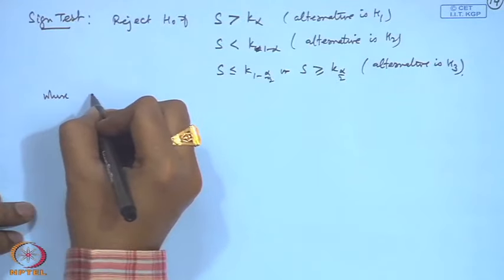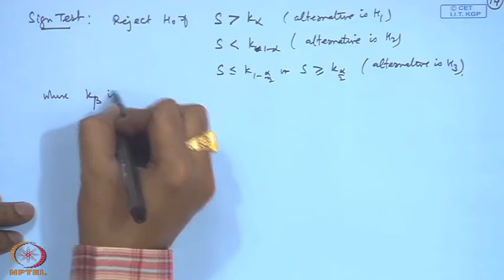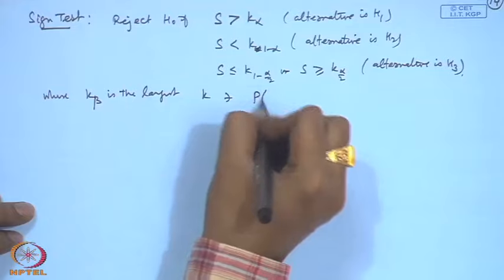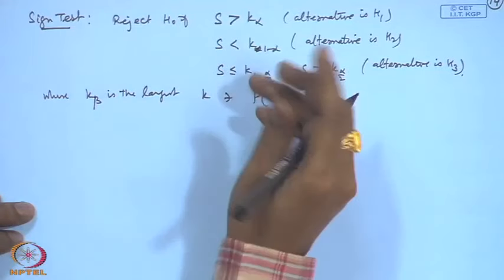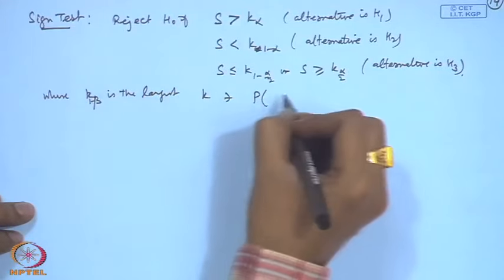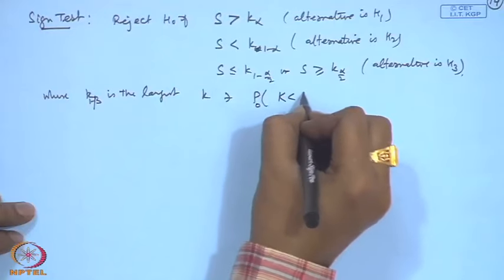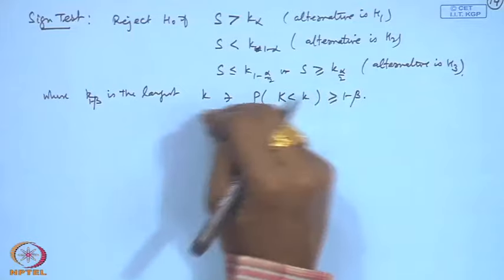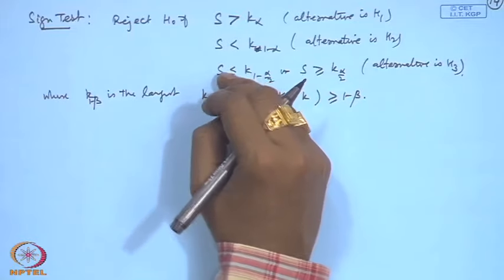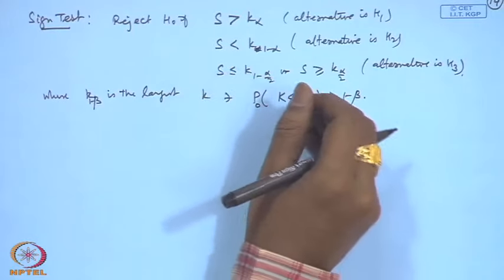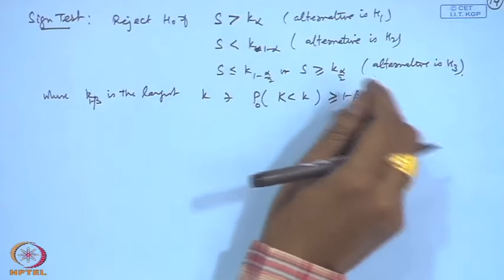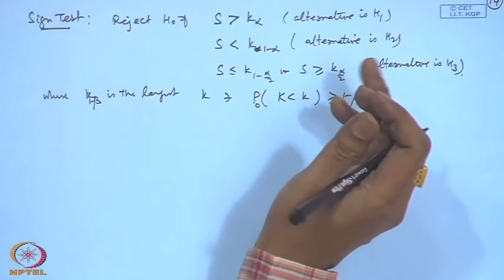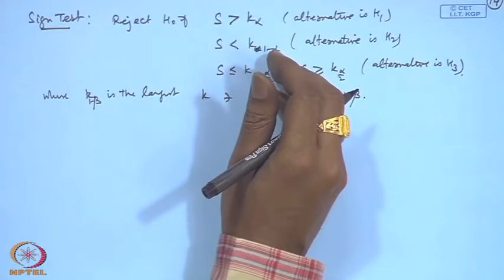Here k beta is the largest k such that probability of k greater than or equal to k beta is less than or equal to beta, and k 1 minus beta is the largest k such that probability of K less than k is greater than or equal to 1 minus beta. We have to take this largest cutoff because the distribution is assumed to be discrete. So, we may not actually achieve equality here, that is, probability of K greater than k alpha need not be alpha. That is why we choose the largest such cutoff point.